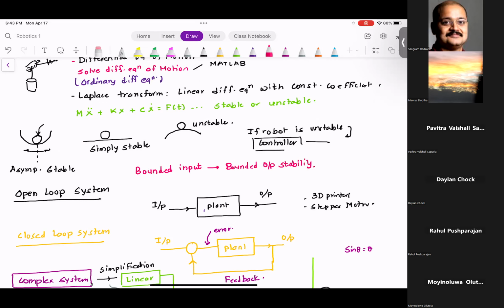So which means if your input is bounded, your output is bounded. That is called bounded input, bounded output stability. What that means is the system will not blow up in operation. So that is called bounded input, bounded output stability.